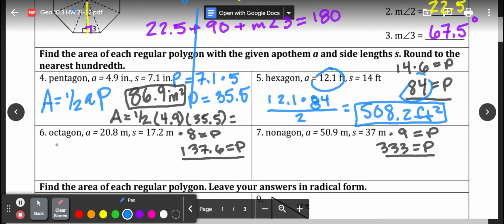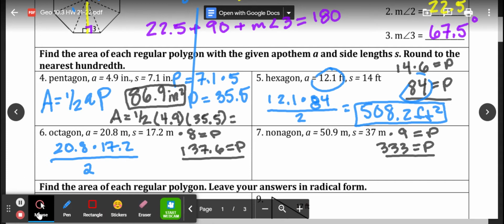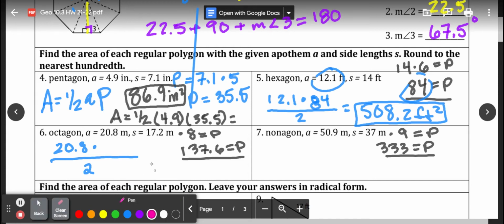Over here, we're just going to do 20.8 times 17.2 and divide it by 2. I'm sorry, not 17.2. Do we have an eraser? Yes. That is a side length, and I want the whole perimeter, so I will correct that. That should be 137.6. My bad. So 20.8 times 137.6, and then divide by 2.